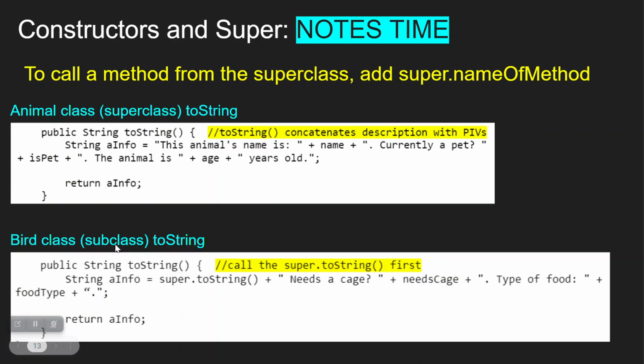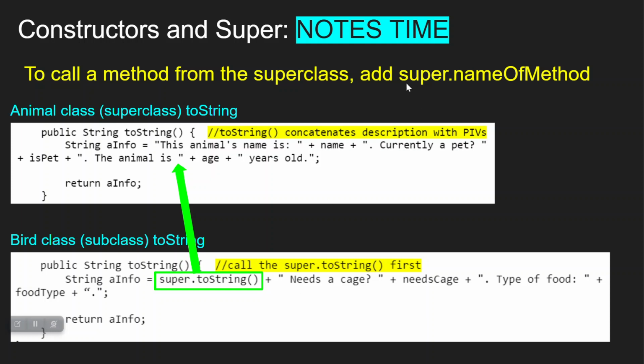Down here, for the bird class, we're doing something different. String aInfo equals, but the first thing we're going to do is call super.toString. What this does is it calls the superclass's toString method, and that returns all of this text right here to this portion. And then you can just concatenate from there needs a cage plus needs cage, and then type of food, and then food type. And then you would return the string down here.